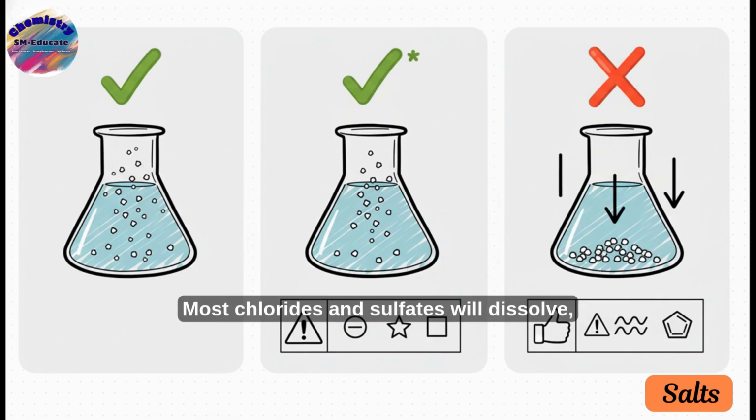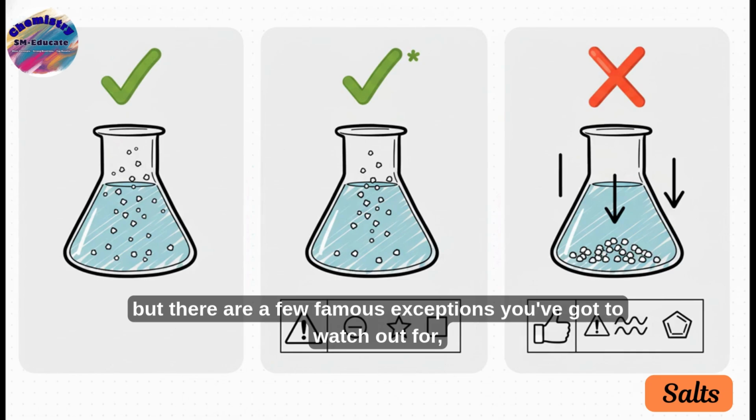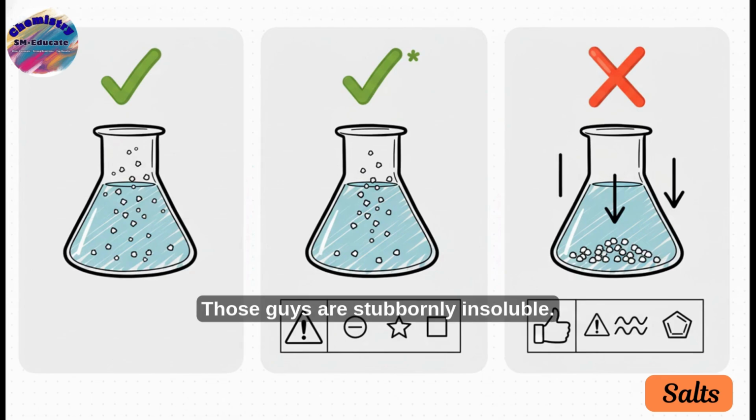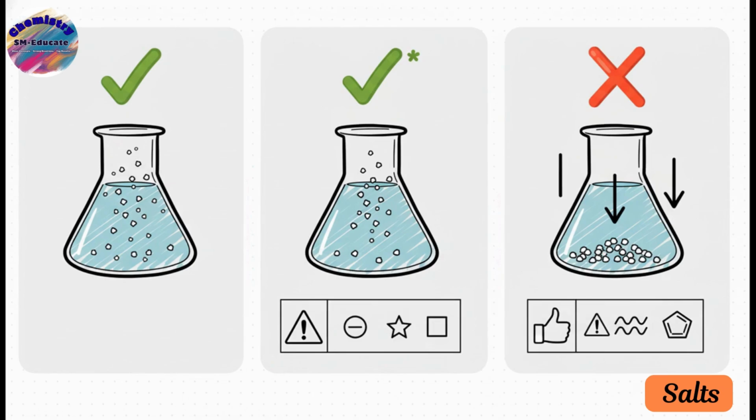Most chlorides and sulfates will dissolve, but there are a few famous exceptions you've got to watch out for, like silver chloride or barium sulfate. Those guys are stubbornly insoluble. And finally, you've got the generally insoluble crew. Most carbonates and hydroxides just won't dissolve, unless, of course, they're paired up with one of those always soluble ions from the first group. Knowing these rules is like having a chemical superpower.